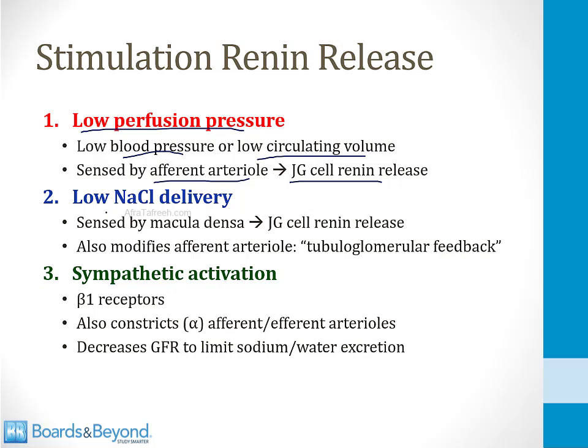Anytime there is a fall in the GFR, there will be less sodium chloride delivered to the macula densa, and therefore the macula densa uses low sodium chloride delivery as a sign that there has been a fall in GFR, and it in turn triggers JG cells to release renin.